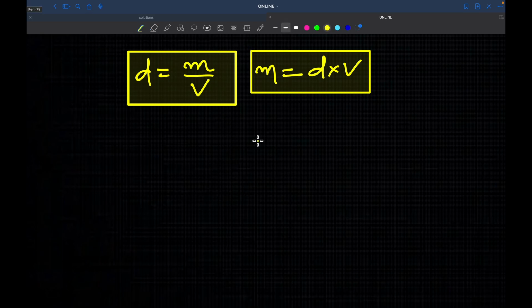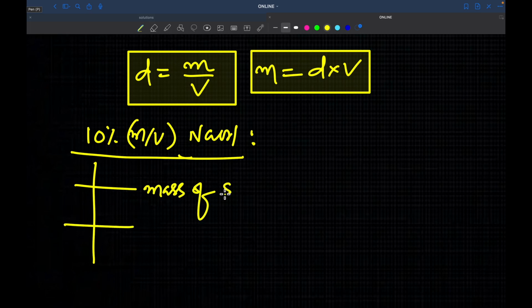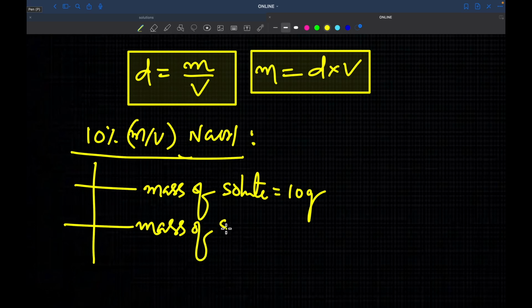Everybody knows this mass and density relation with the volume. So what we have to do here: you are given a 10% M by V solution of NaOH, right? You wanted to calculate the mass of solute, which is directly given as 10 grams, and we have to calculate the mass of solvent, which we do indirectly. How do we do it here?